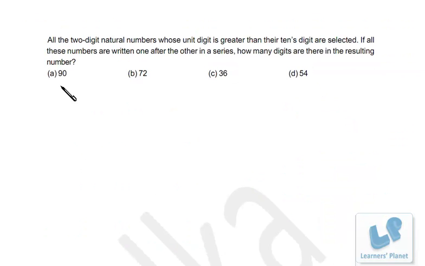Now this question: all the 2-digit natural numbers whose unit digit is greater than the tens digit are selected. If all these numbers are written one after the other in a series, how many digits are there in the resulting number? Now the smallest 2-digit number with this property, that the unit digit is greater, is 12, right? And the entire series will go till 19.